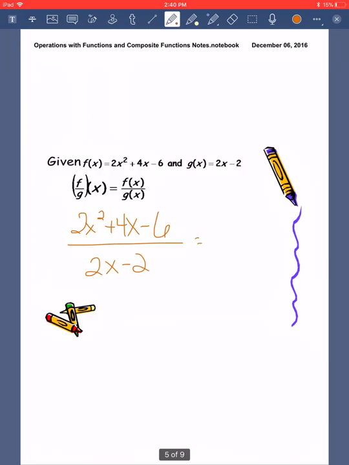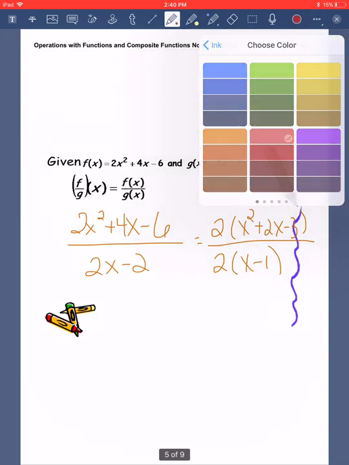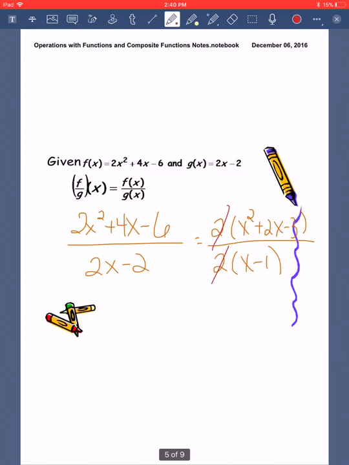So in the numerator, 2x squared plus 4x minus 6, I can factor out a 2. And I'm left with x squared plus 2x minus 3. Over in the denominator, I can factor out a 2, and I'm left with x minus 1. Well, I have a 2 in the top and the bottom, so I can eliminate the 2's. So now I have x squared plus 2x minus 3 over x minus 1. I need to see if I can factor any further.